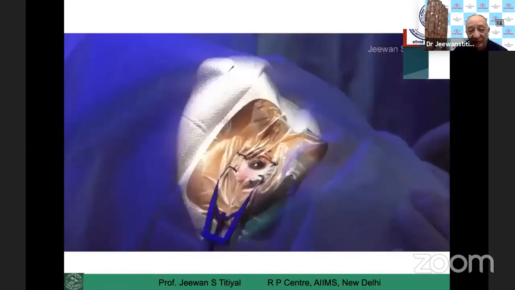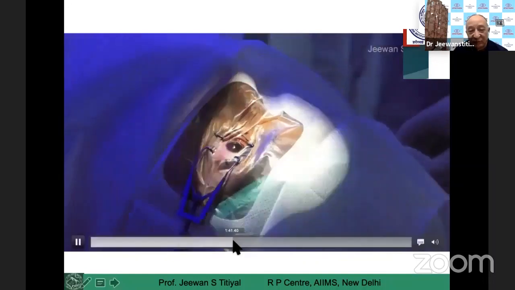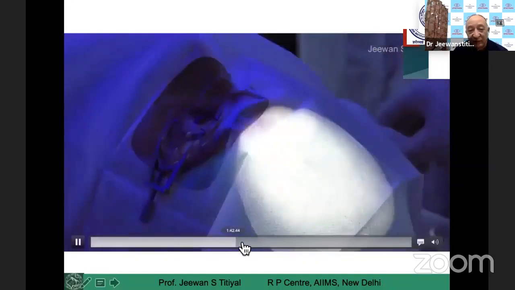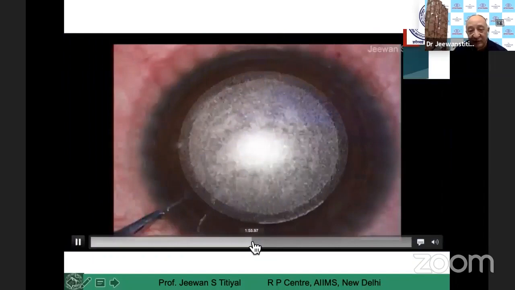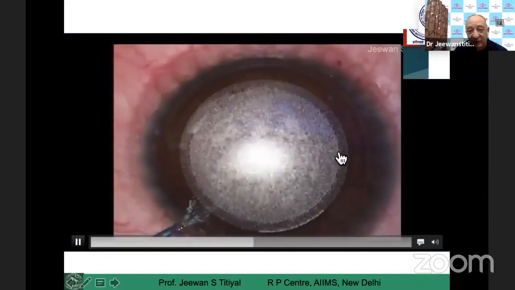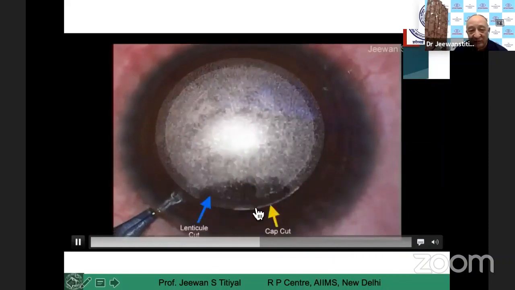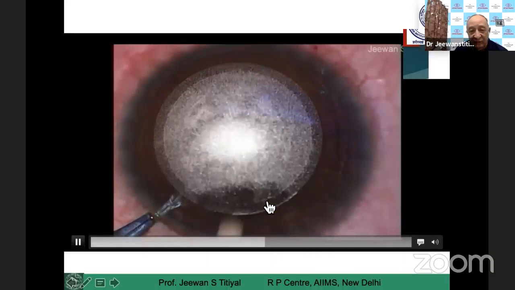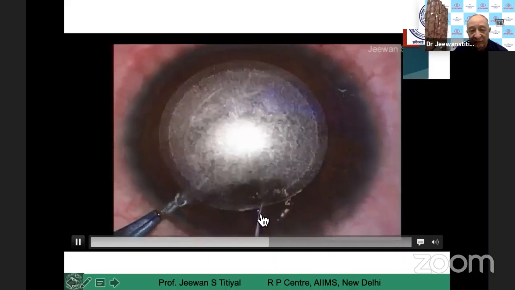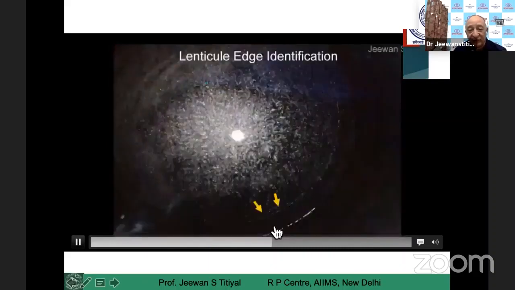Then the patient is shifted towards the microscope, and the bed moves towards the microscope. You can see here, classically, this is the lenticule cut, this is the cap cut. Once you take out the little bubble, things become clearer. So this is the cap cut, this is the lenticule cut. You have to dissect out the incision first, which will make things clearer.